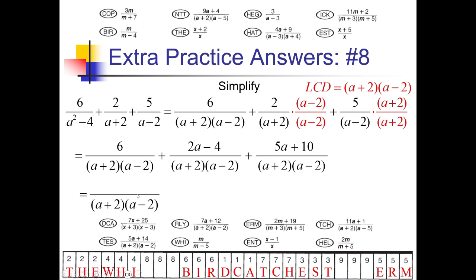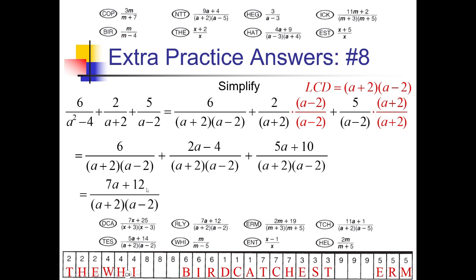I'll do the a's first. So we have a 2a plus a 5a. That's a total of 7a. Now for the constants, we have a 6 plus negative 4 is 2. 2 plus 10 gives us 12. 7a and 12 have no common factors that I can pull out, so that's as good as it gets there.